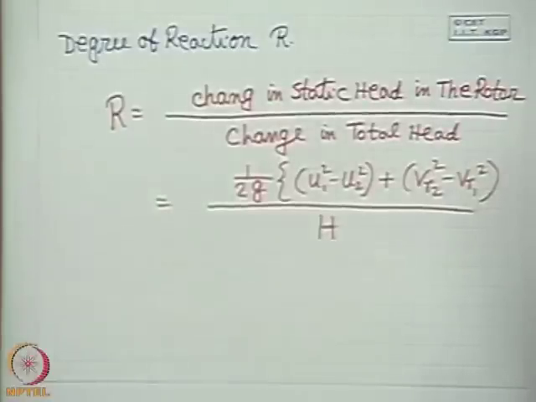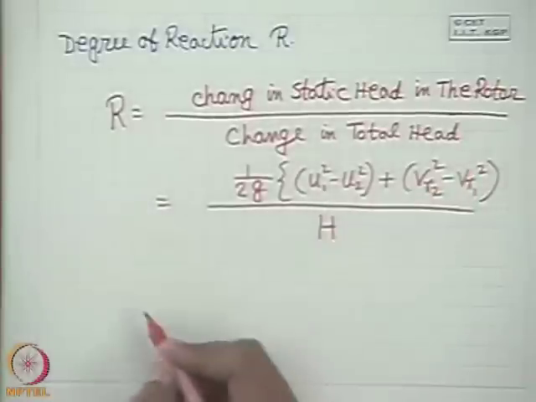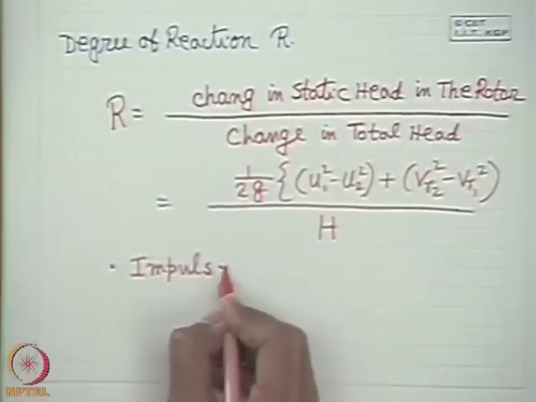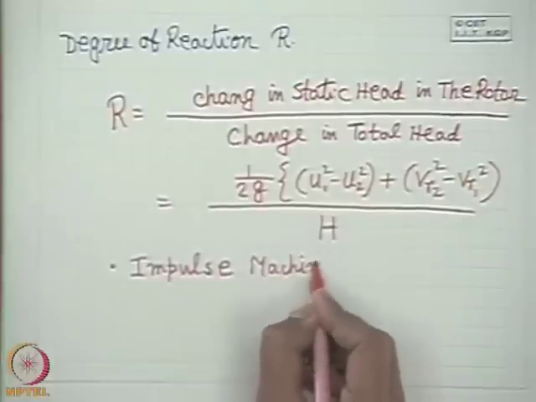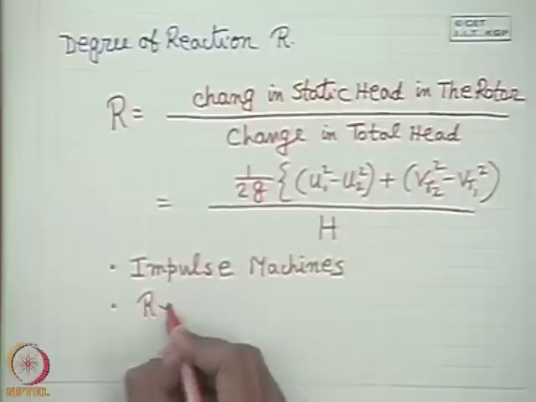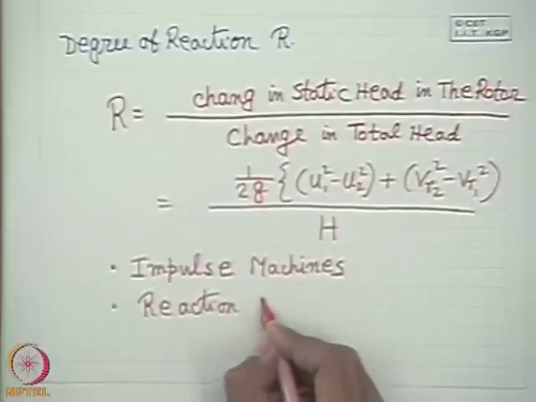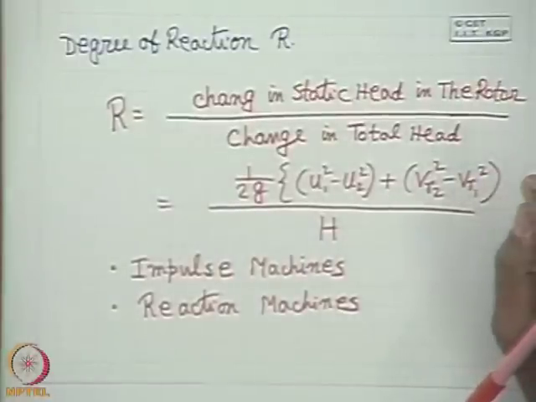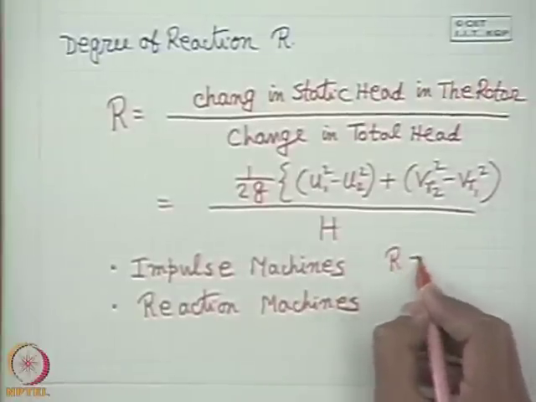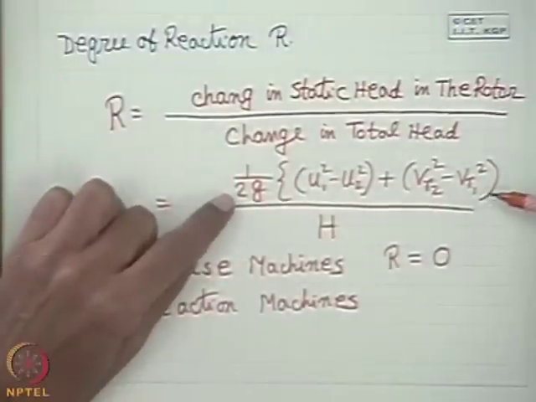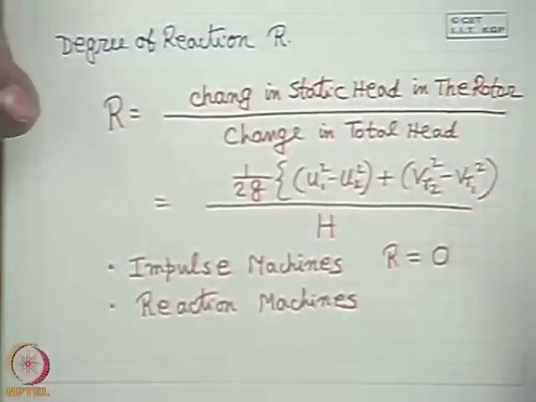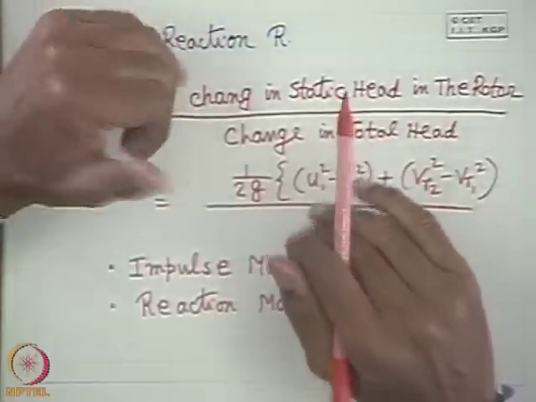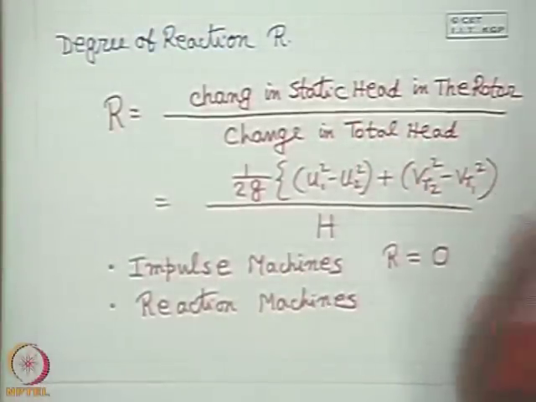Well, with these definitions, we can divide the fluid machines into two very important categories. One is known as impulse machines, another is reaction machines. Now, impulse machines are those machines where the degree of reaction R is 0, which means there is no change in the static head. That means the total head transferred between the fluid and the rotor, whether it is transferred by the fluid to the rotor or by the rotor to the fluid, is only by the change in the dynamic head. There is no change in the static head.